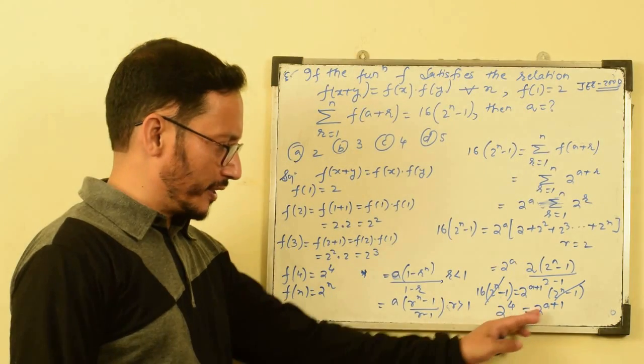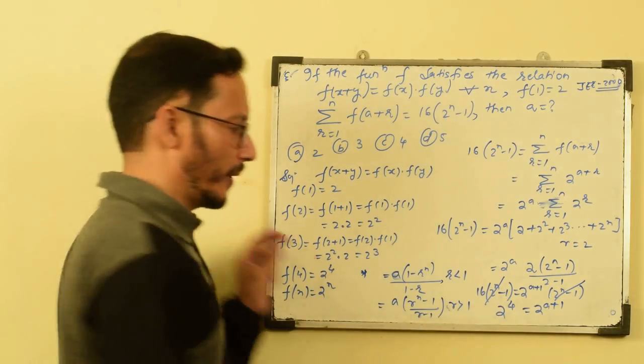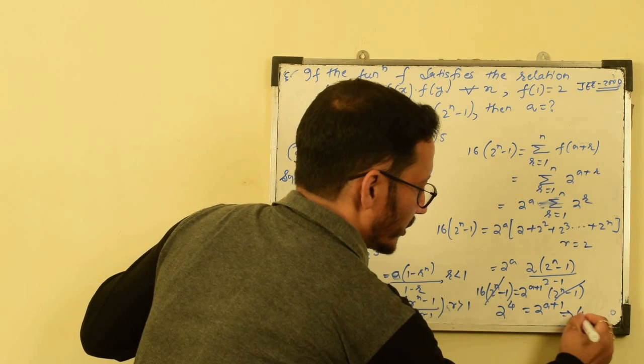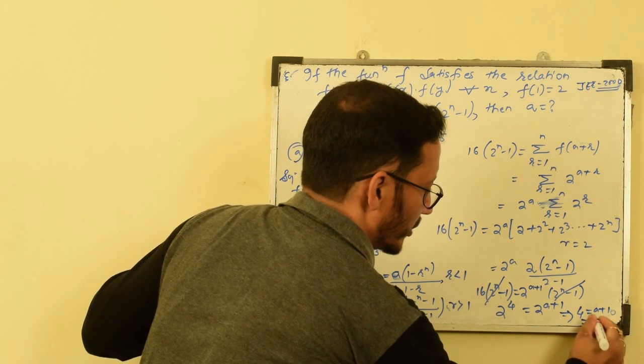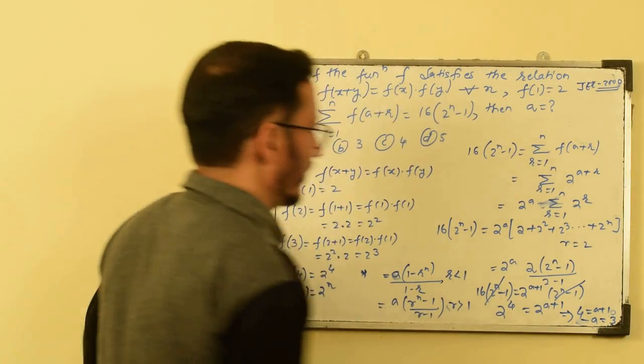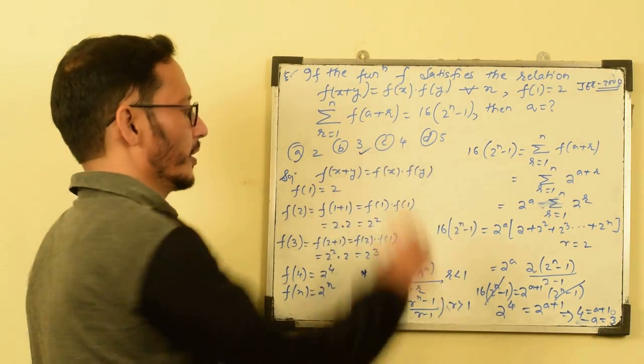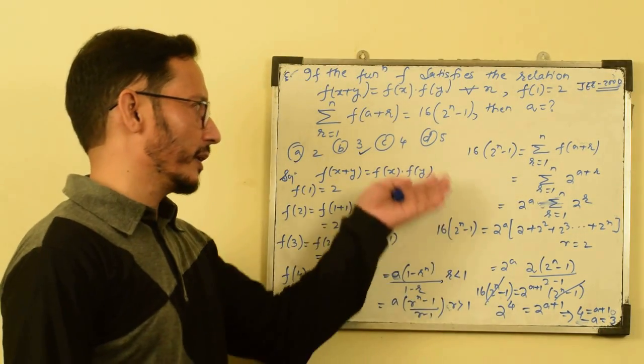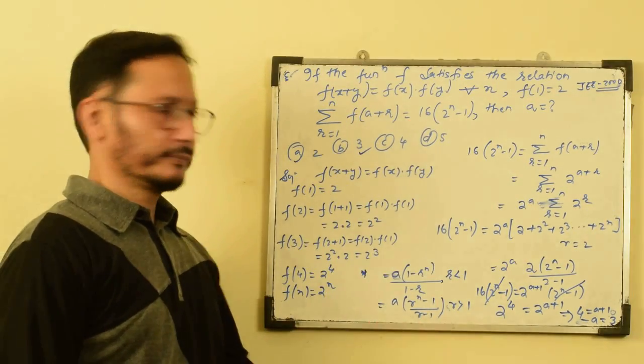We know if the base is the same, then we equalize the power. So we can write 4 is equal to a plus 1, or a is equal to 3. So your correct answer is 3. That means within a fraction of a second we can solve this type of problem.